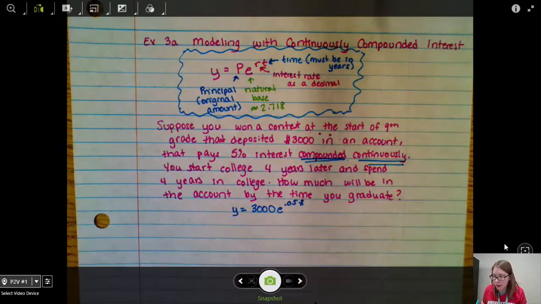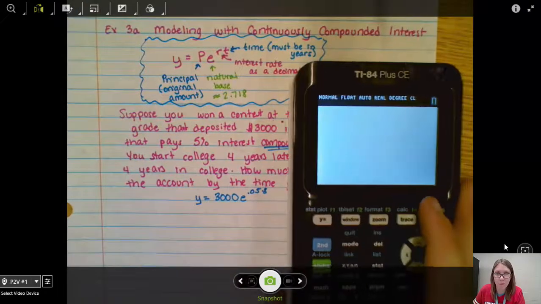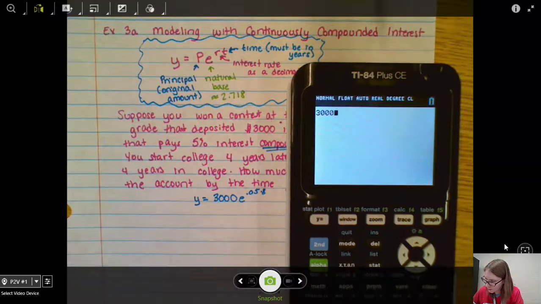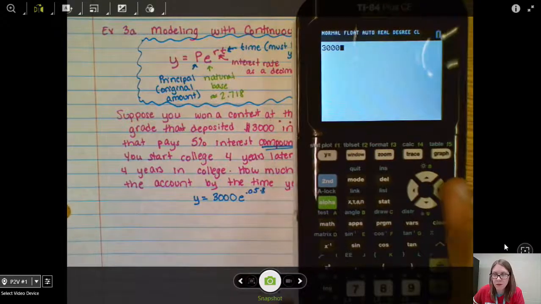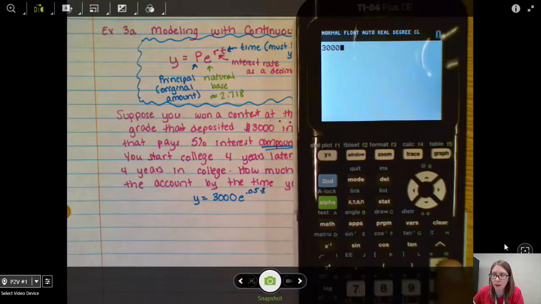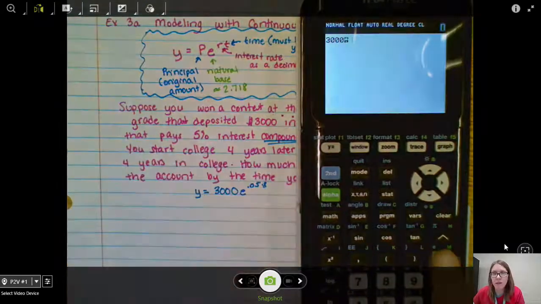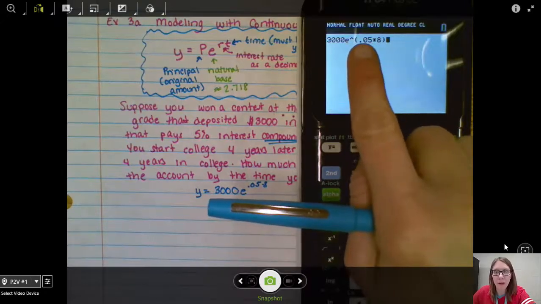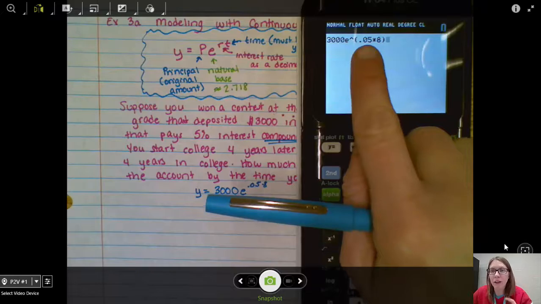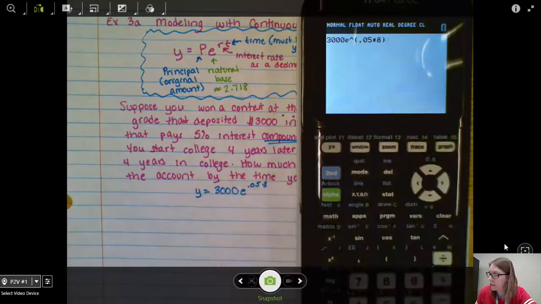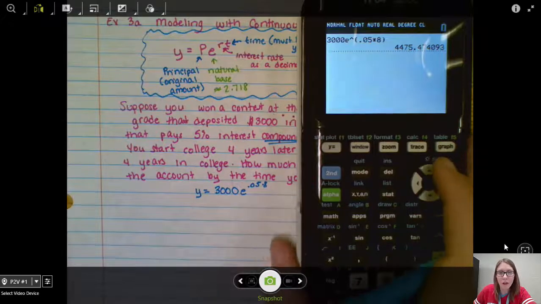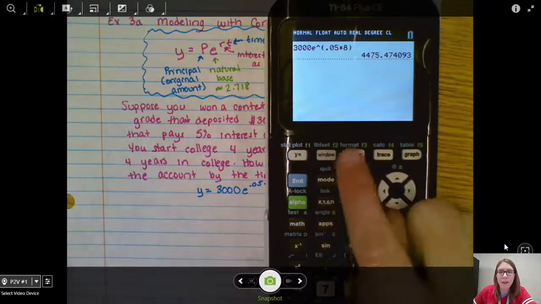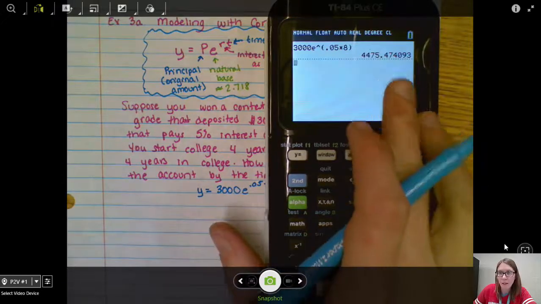And if we plug this into our calculator, we can figure out how much is going to be in that account. So 3,000. e on your calculator is right below where pi is. If you look at my calculator here, second division puts that e value in, to the 0.05 times 8 power. And if you have a calculator like mine where the exponent doesn't actually raise, make sure you're putting parentheses around the 0.05 times 8. So this tells us that after our 8 years, our balance would be $4,475.47.